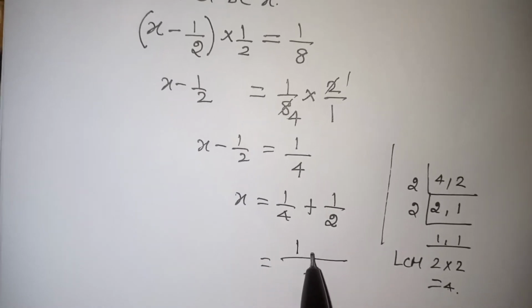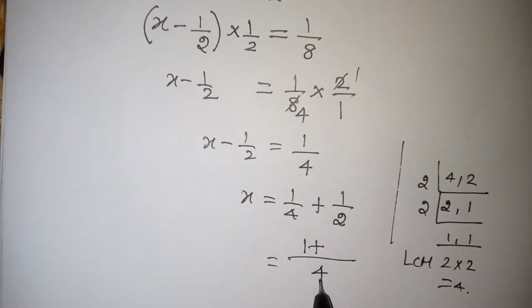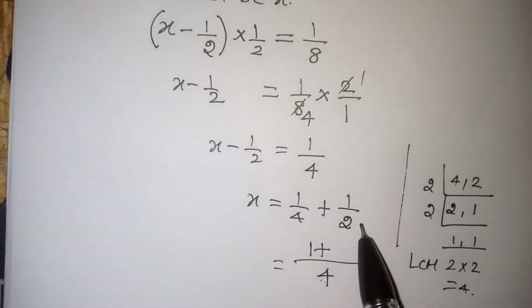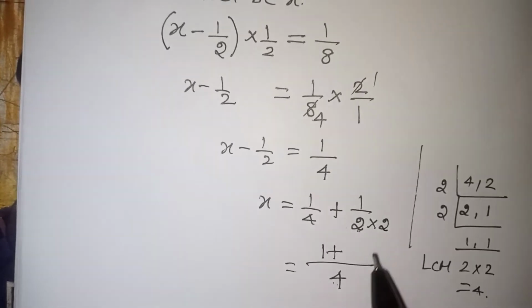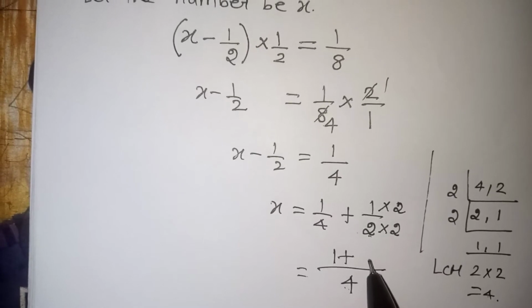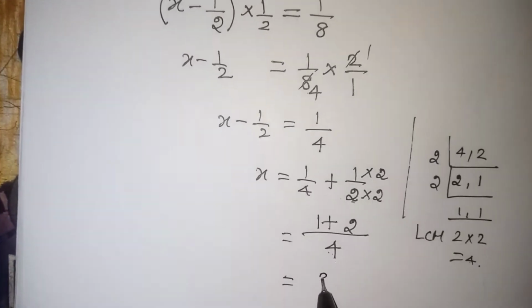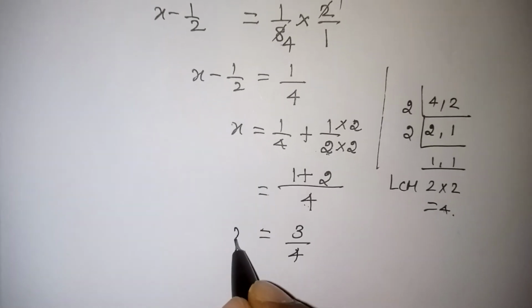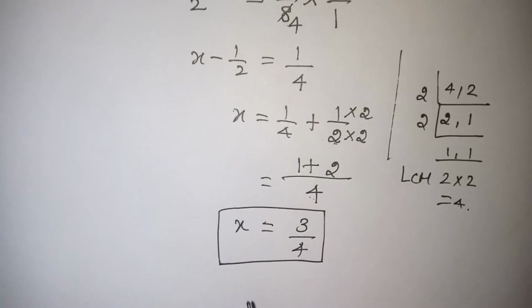But here we have only 2, and I want the LCM as 4. To make 4, what number should be multiplied with the 2, you have to think. 2 2s will give you 4. The same 2 should be multiplied with the numerator also. So 1 2s are 2. The denominator we have already written as 4. So this is 1 plus 2 is 3 by 4. So this is my x value. They ask you to find the number, which is 3 by 4. That is your first problem.